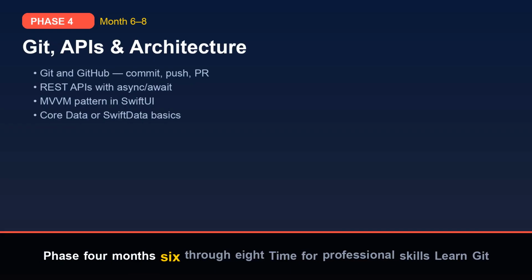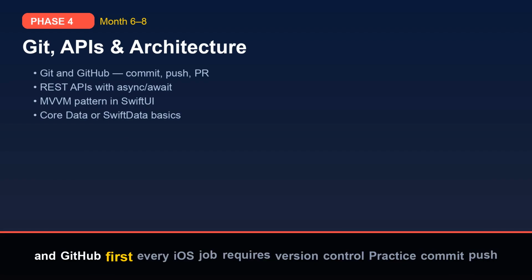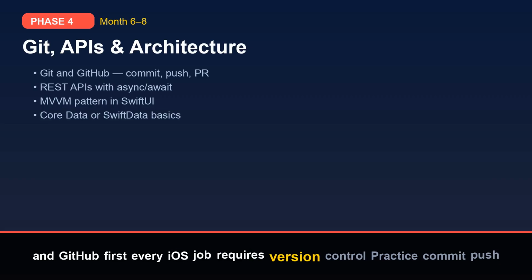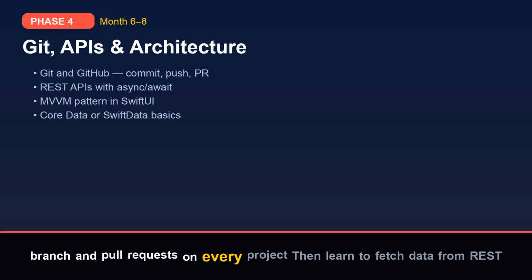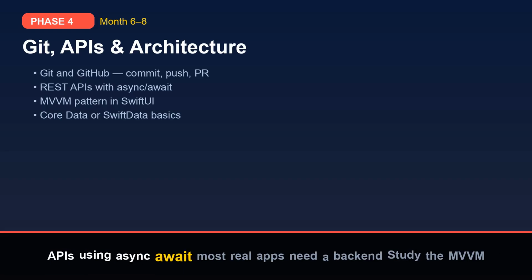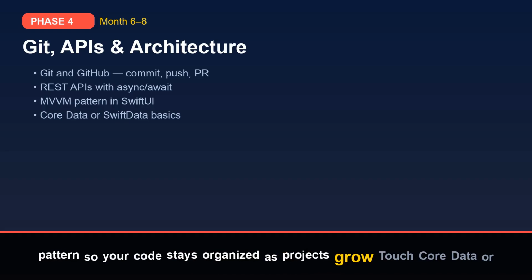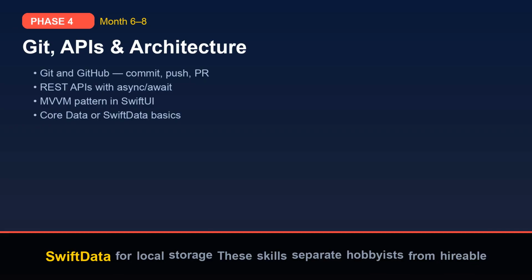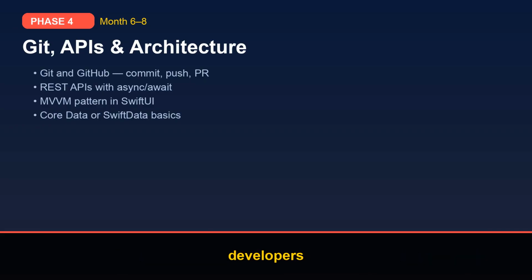Phase 4, months 6 through 8. Time for professional skills. Learn Git and GitHub first. Every iOS job requires version control. Practice commit, push, branch, and pull requests on every project. Then learn to fetch data from REST APIs using async/await. Most real apps need a backend. Study the MVVM pattern so your code stays organized as projects grow. Touch Core Data or SwiftData for local storage. These skills separate hobbyists from hireable developers.